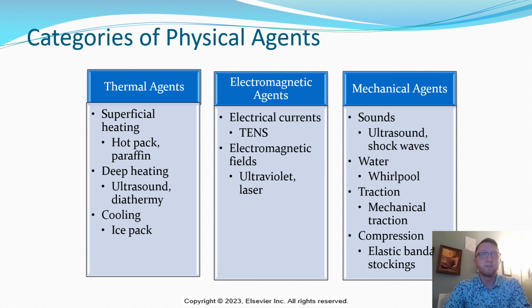So we have thermal agents, electromagnetic agents, and then we also have what we call mechanical agents. Mechanical agents include something like sound, so we're thinking ultrasound. We kind of discussed this in semester 1 a little bit when we were talking about physics, right? We have these mechanical agents, sound. We looked at how ultrasound really works in the body.